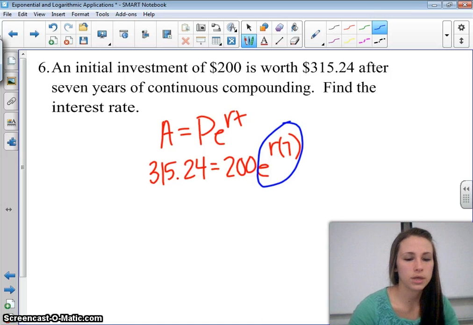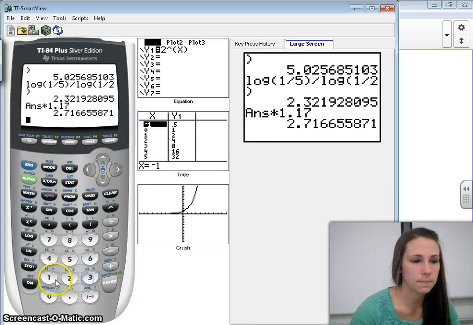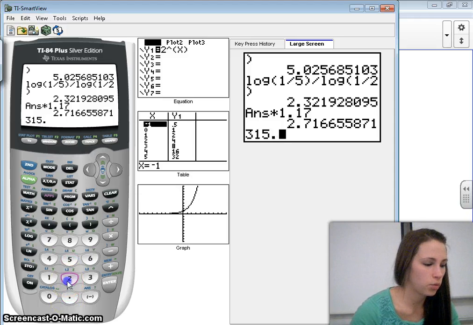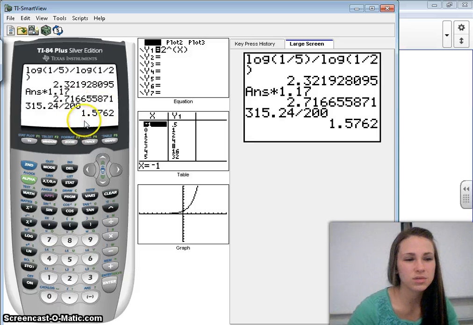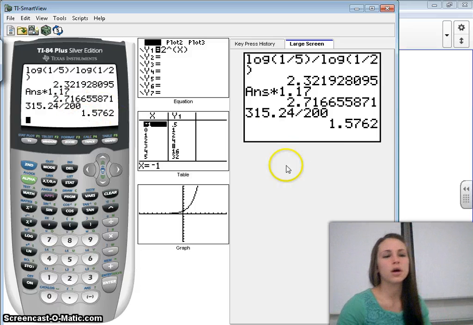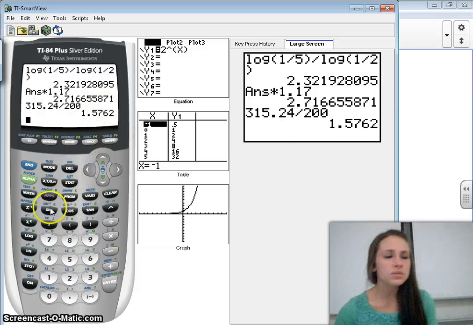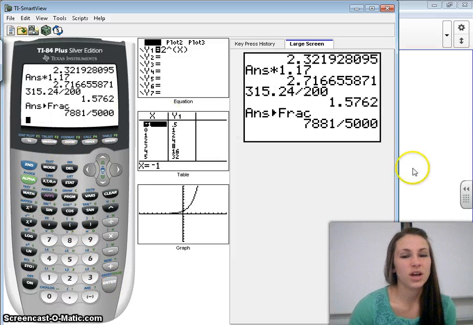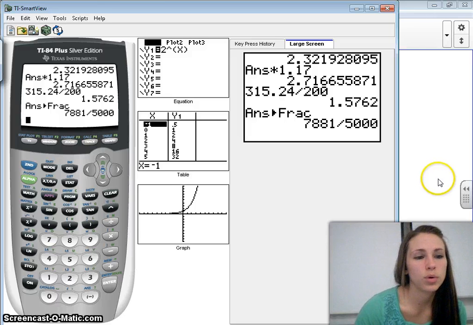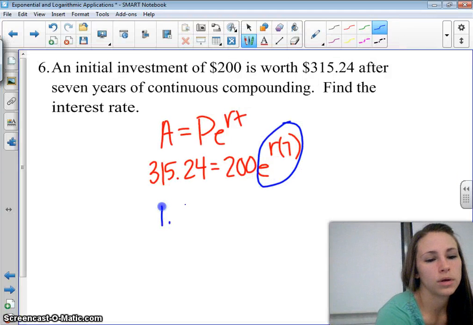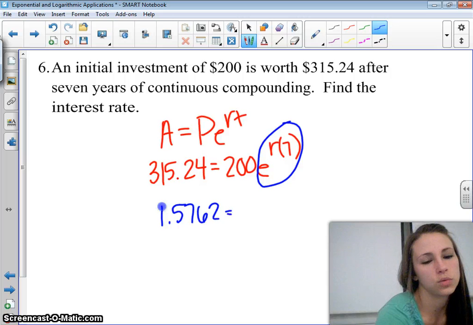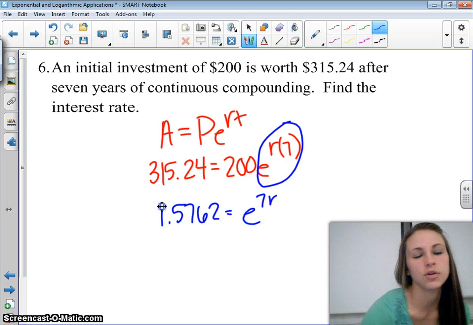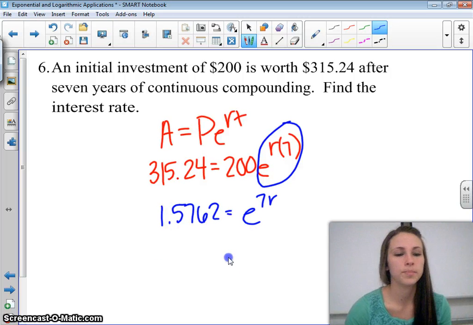So now, e is being raised, so I'm going to get rid of the 200. I'm going to take this 315.24 and divide it by 200. It's not a long decimal, so you could write it as this decimal, or you could turn it into a fraction. I'm just going to write the decimal out on this one. So 1.5762 equals e to the, I'm going to write it as 7r. r times 7, same as 7r.